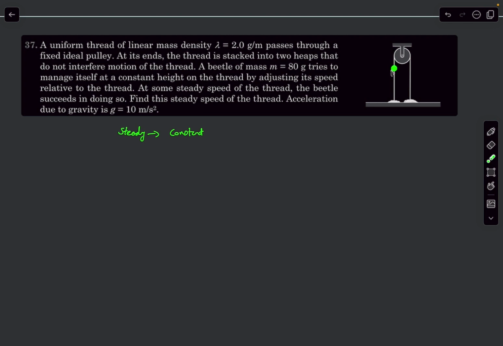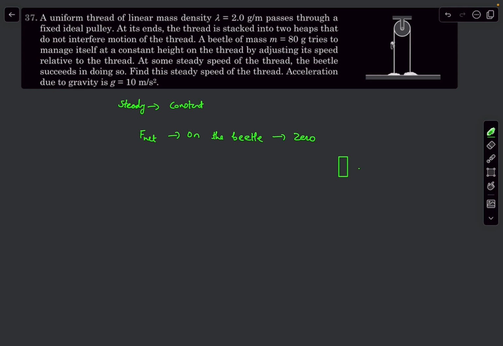Okay, and if the rope speed is constant, then the relative speed with which the beetle climbs the rope is also constant. It means the net force on the beetle is zero, meaning the beetle is not accelerating. So if I draw the beetle's FBD, it'll have its weight that acts downwards and the friction between its feet and the rope acting in the upward direction. And both of these have to be equal so as to make sure that the beetle is not accelerating.